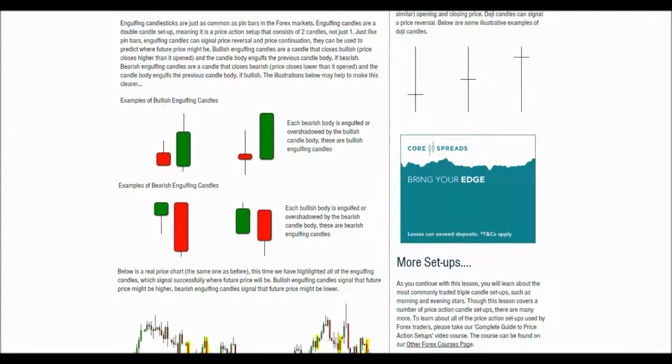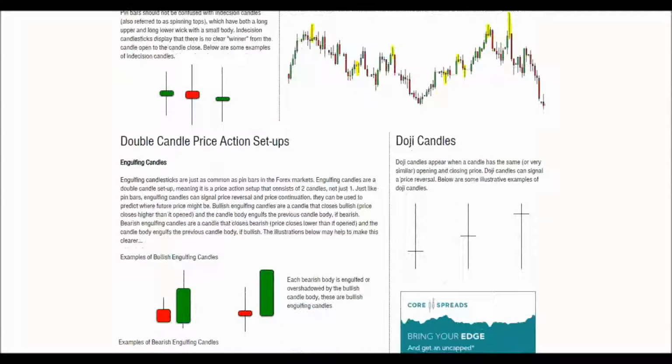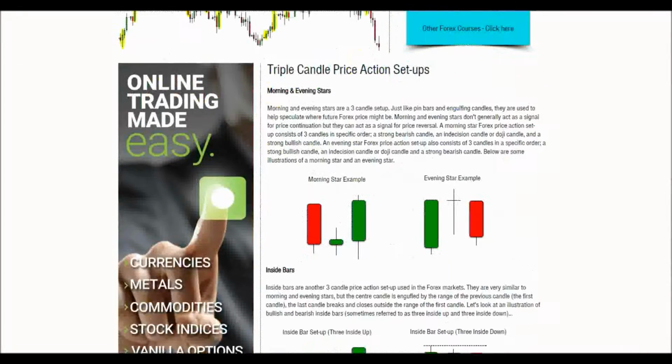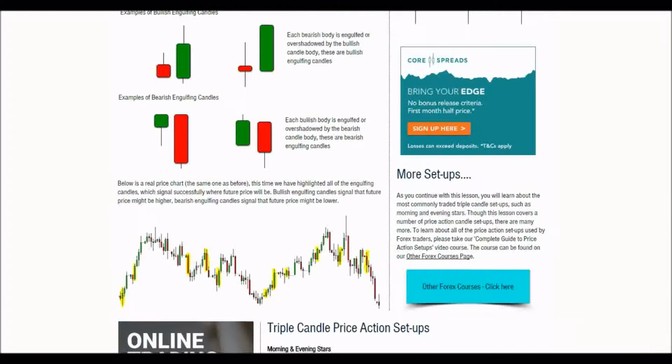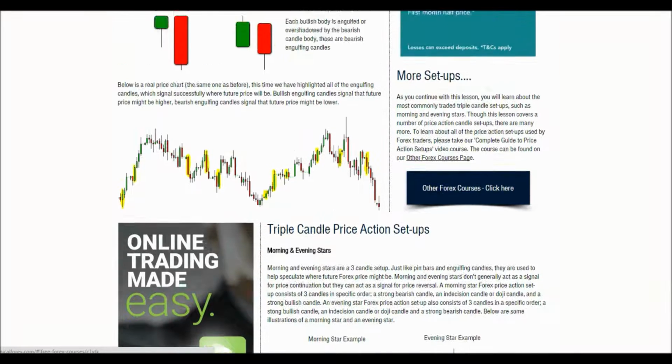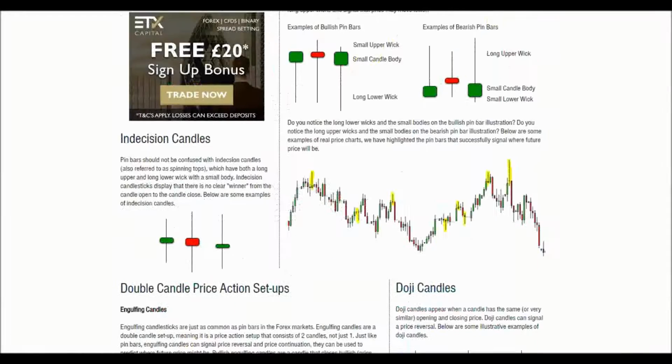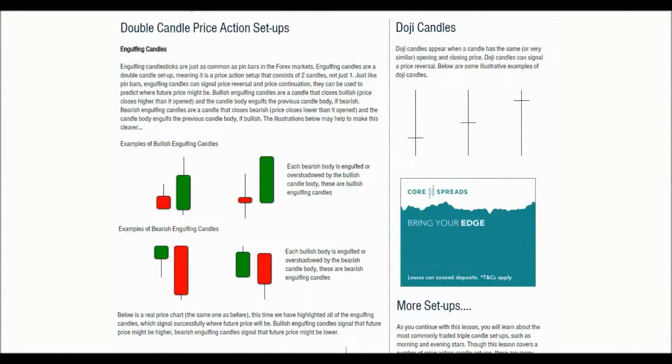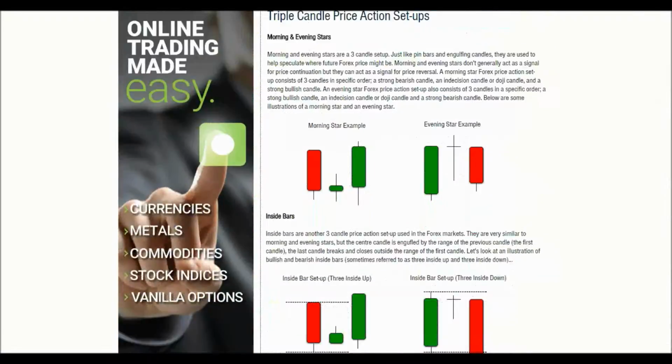Once again, just look at charts and try and identify these things. Watch this video again, read through this material. It's all going to help. Now, there are a lot more setups. There'll be other courses in the future. If they're not already up there, just click on this button and you'll be able to see even more setups. The setups in this video are just the most commonly used setups.